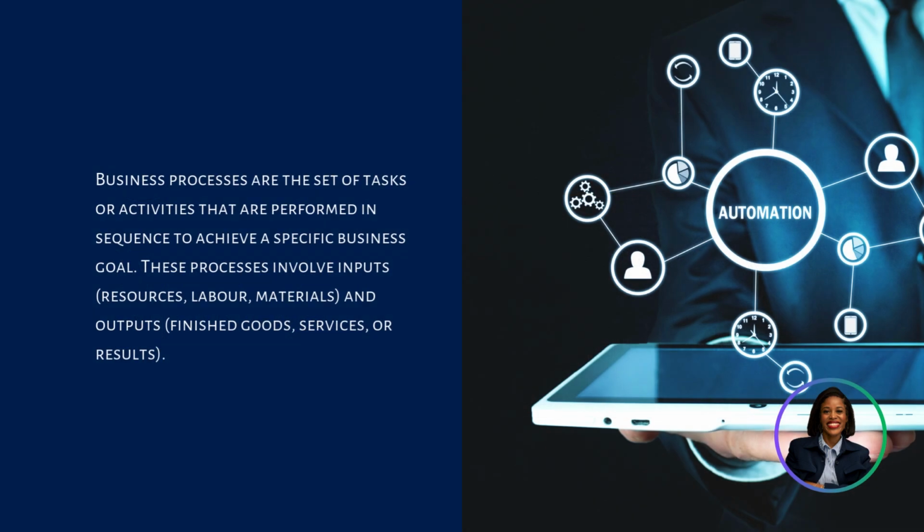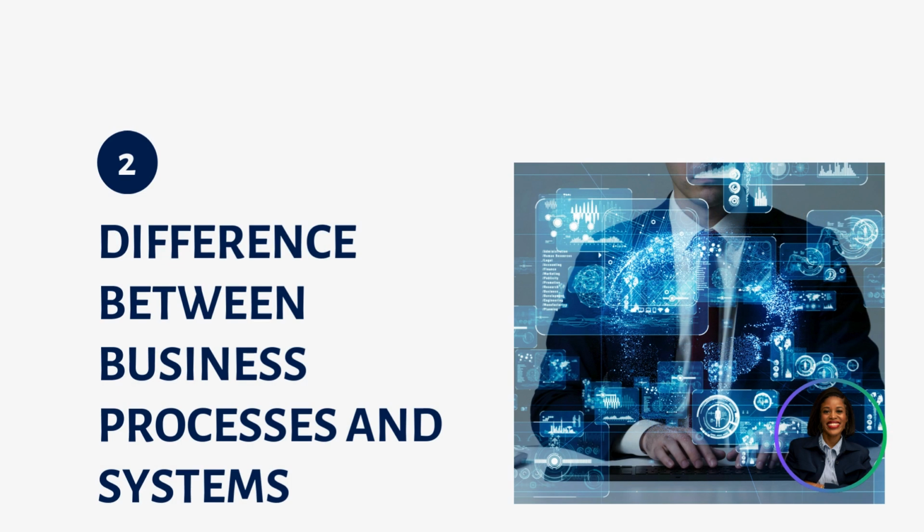Essentially, business processes are a set of tasks or activities that are performed in sequence to achieve a specific business goal. These processes involve inputs such as resources, labor, material, and outputs like finished goods, services, or results. You might have heard some people refer to business systems. Now, there is a difference between business processes and business systems.